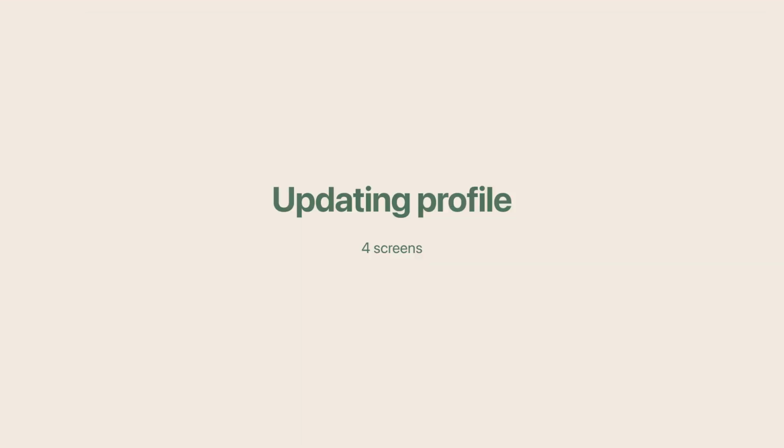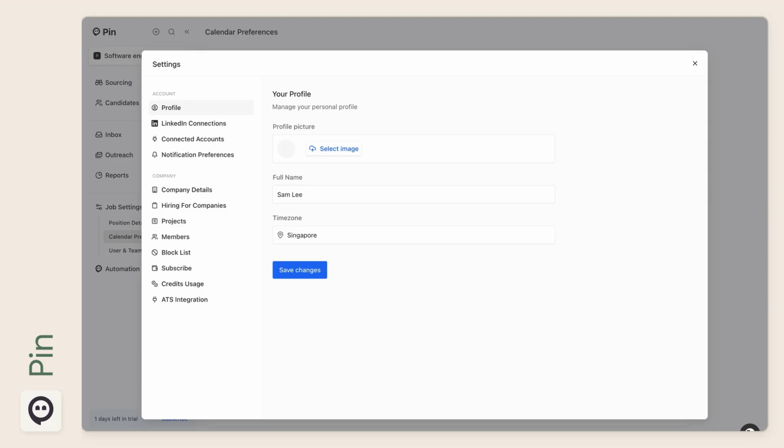The next feature we'll cover is updating profile. On the profile page, select your image. Next, save your changes. Then, fix the error by choosing a valid image. Finally, see your updated profile confirmed by a success message.